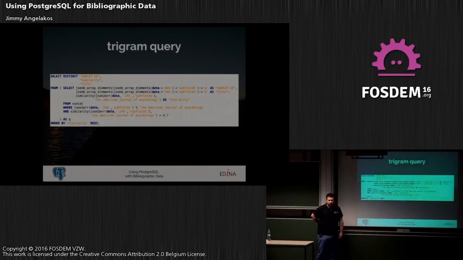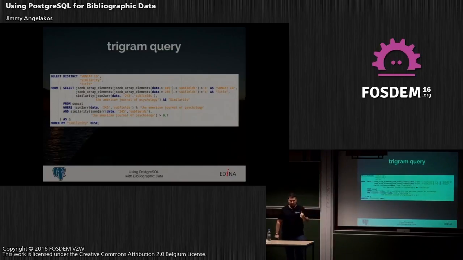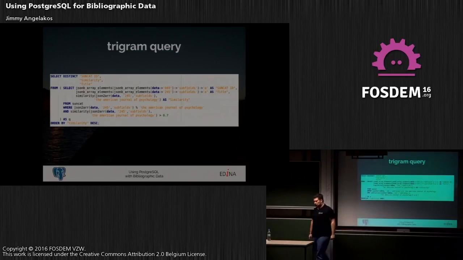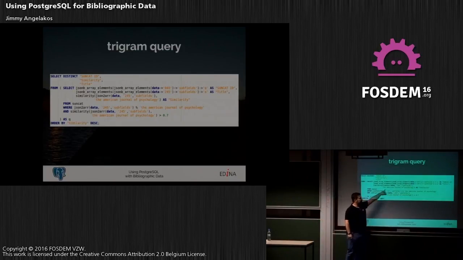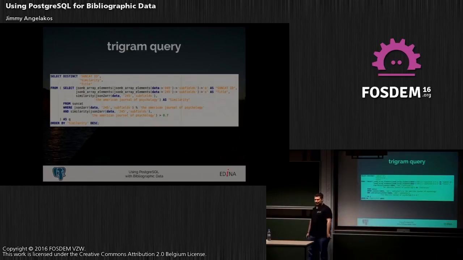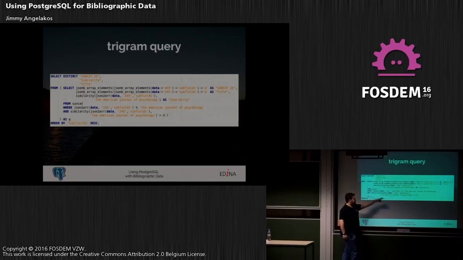The same query for our trigrams. Let's see why we would need to test for both. The first query would match everything that is relevant to psychology. But this will take care of misspellings. So if you misspell psychology, then it will bring you useful results. However, it will bring you also the American Journal of Pathology, which you don't want. So we need to combine both queries to make sure that we don't get any false positives.